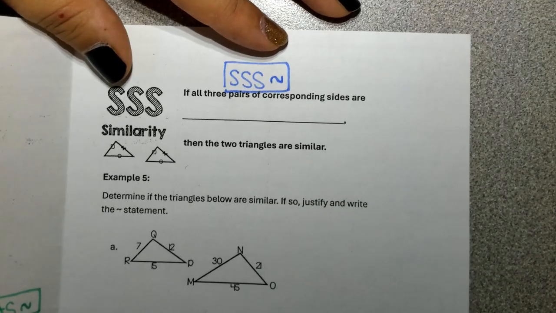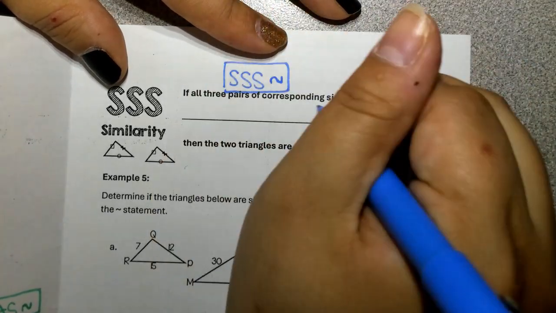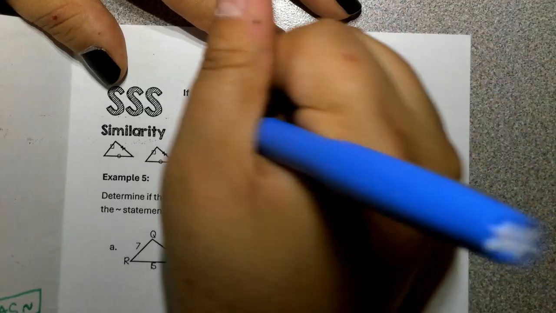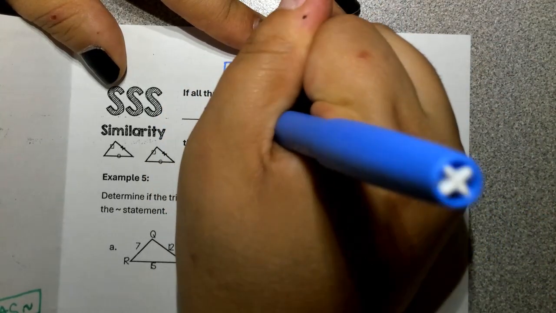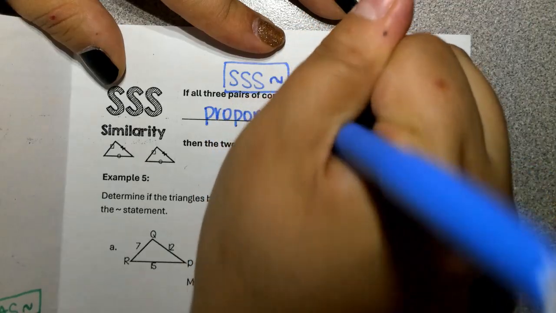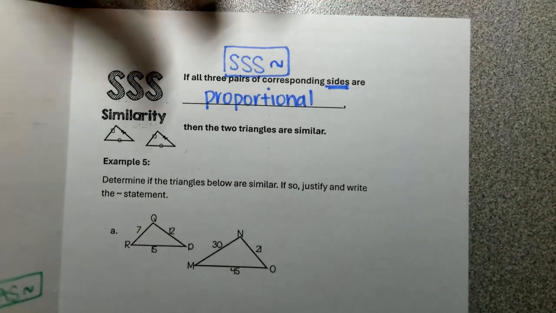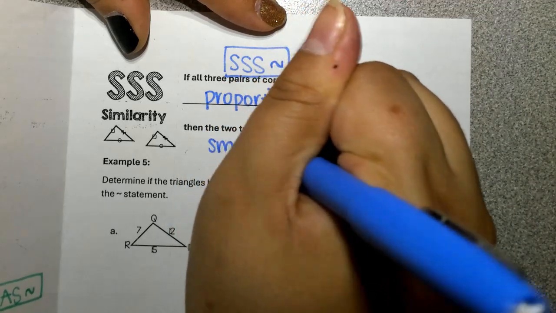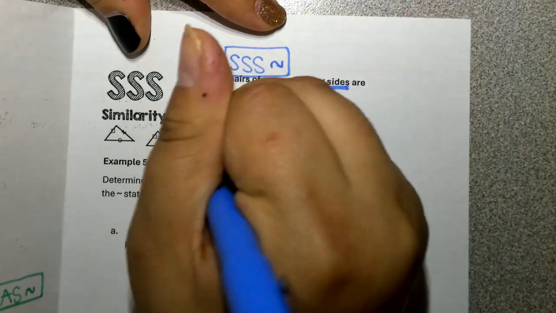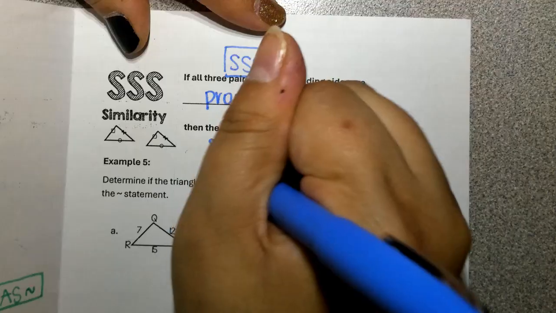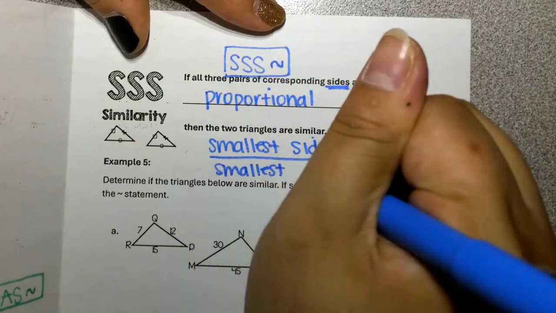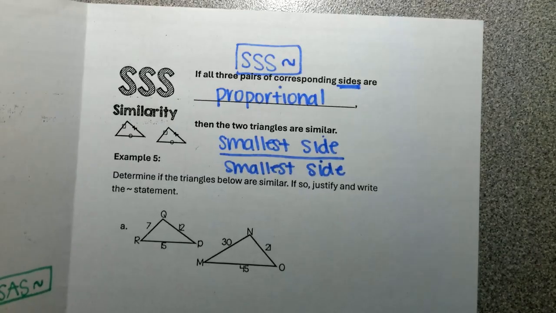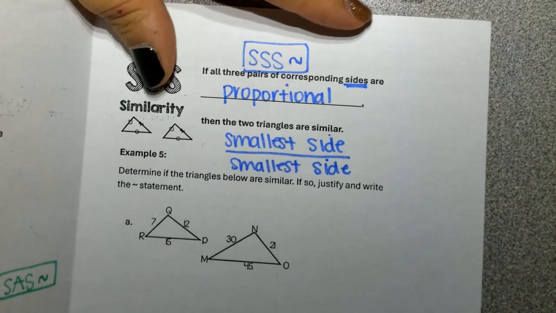All right, what do we know about all 3 sides? Not congruent, they are proportional. Okay? Now, same thing like last time. You are going to need to do the smallest side divided by the smallest side. If you do not do it like that and you just look at the picture and kind of guess which one goes with which, you will get it wrong.